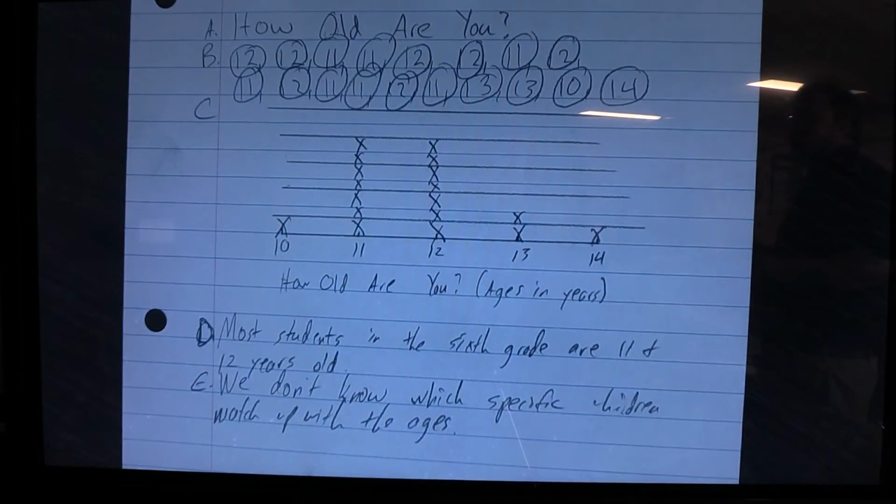You have your question that you've already come up with. You have your data. You have your dot plots that you're going to have to create yourself, and you're going to have to come up with some good intervals. Now, I said 10, 11, 12, 13, 14 because that was what my data range was. And then I came up with my observation, and I could tell by looking at that most students in 6th grade are 11 and 12 years old. And I could also tell that something that we can't figure out just by looking at the data is which specific child matches up with which specific age. So this is just for demonstration purposes on how to do your work, and I'm going to go ahead and turn you loose to it.